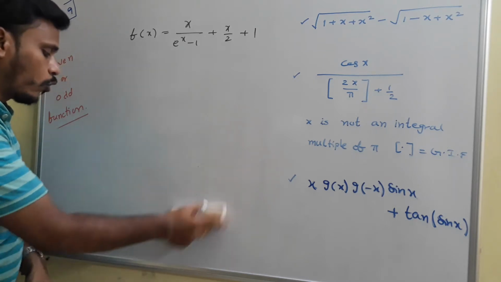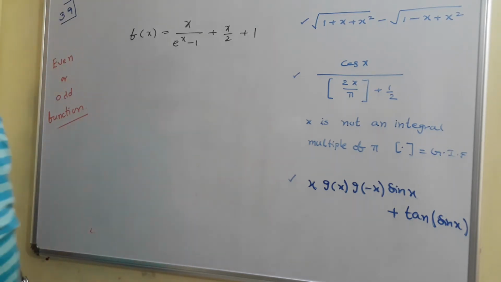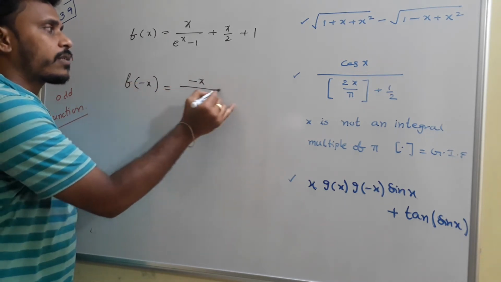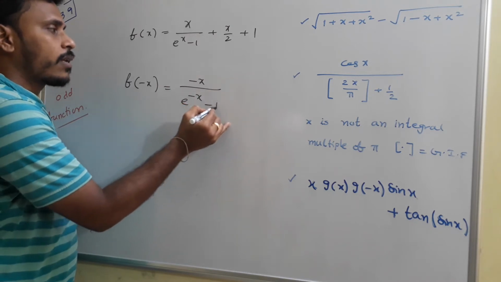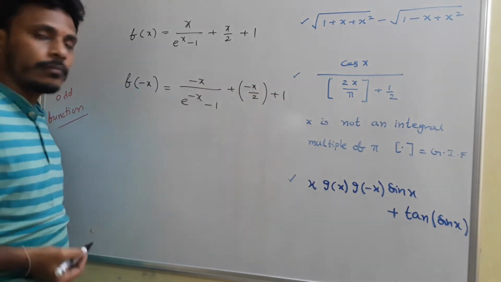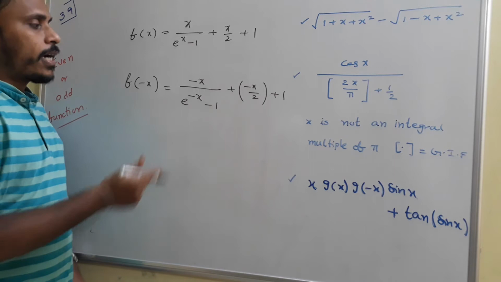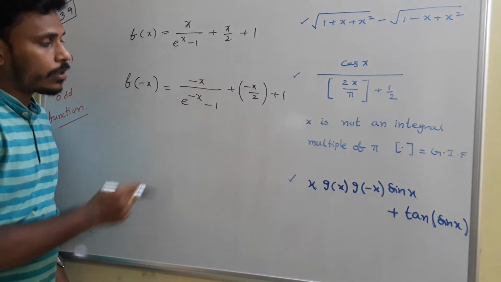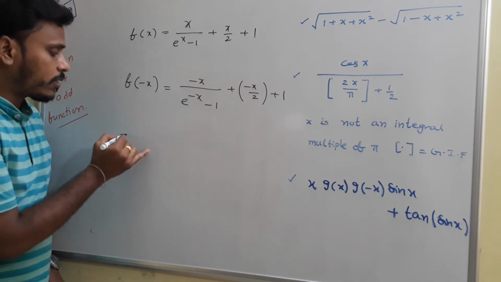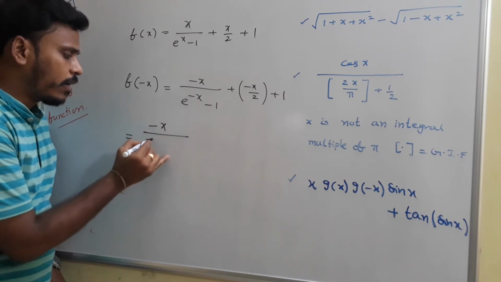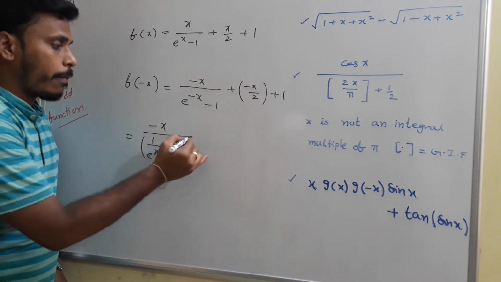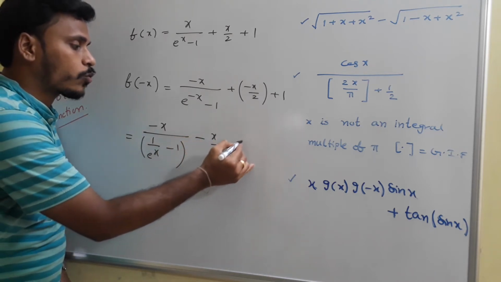For that, we need to replace x with minus x. Since it is f of x, what about f of minus x? This equals minus x divided by e power minus x minus 1 plus minus x by 2 plus 1. This e power minus x can be written as 1 by e power x. So this equals minus x by 1 by e power x minus 1, minus x by 2 plus 1.